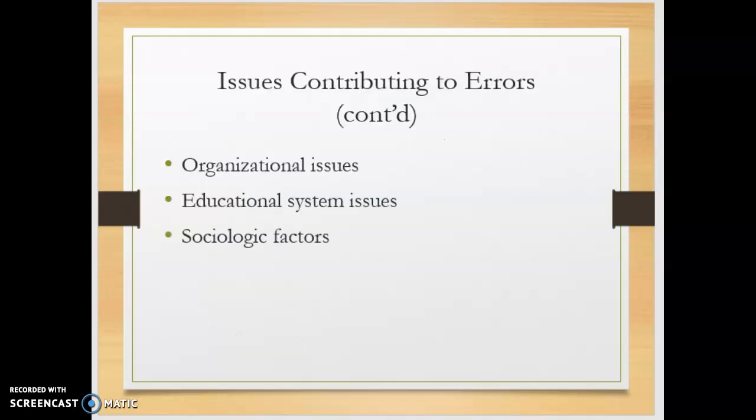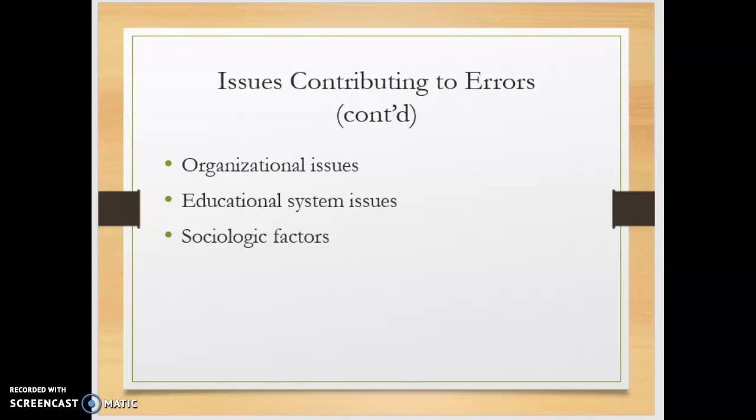Some other issues that can contribute to errors are organizational issues. So this is where we'll see systems administration put into place in the form of things like barcode scanning, computerized order entry so that we're not struggling with providers' handwriting, and computerized drug interaction checkers for both prescribers as well as pharmacists.